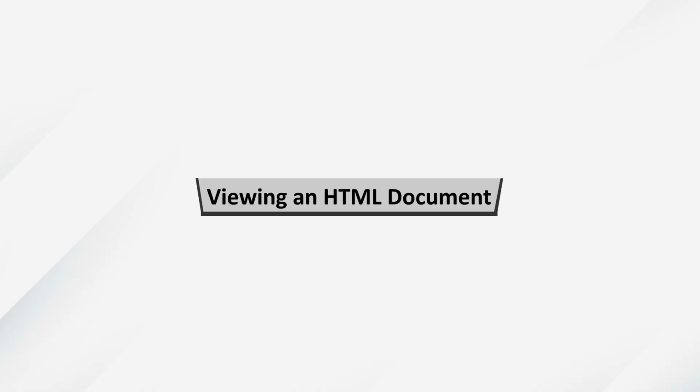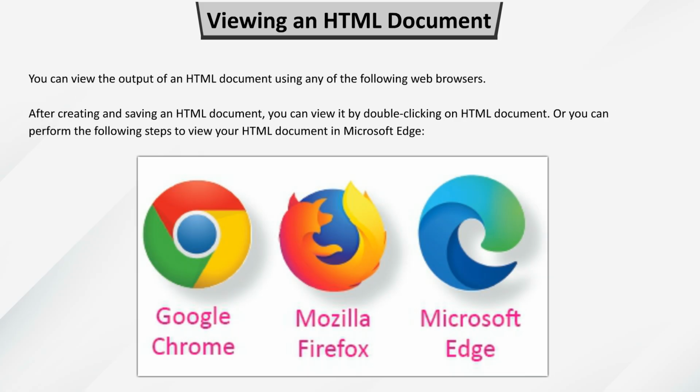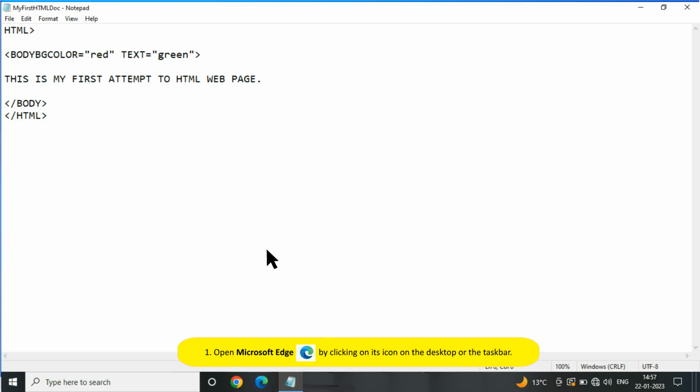Viewing an HTML document. You can view the output of an HTML document using any of the following web browsers: Google Chrome, Mozilla Firefox, Microsoft Edge. After creating and saving an HTML document, you can view it by double-clicking on the HTML document, or you can perform the following steps to view your HTML document in Microsoft Edge.